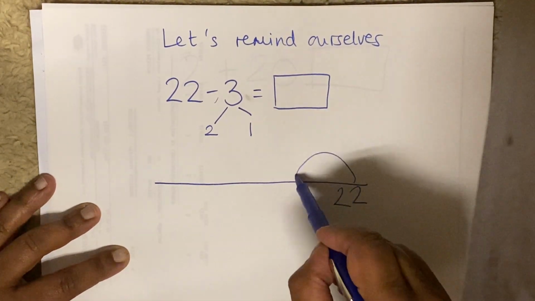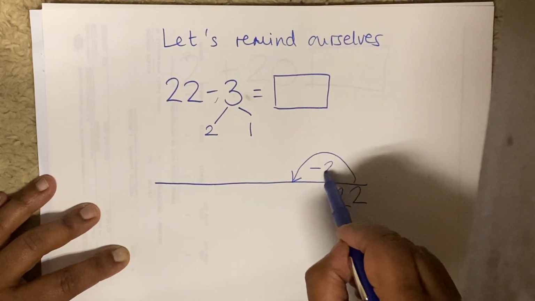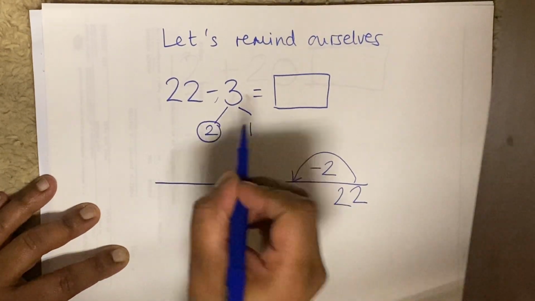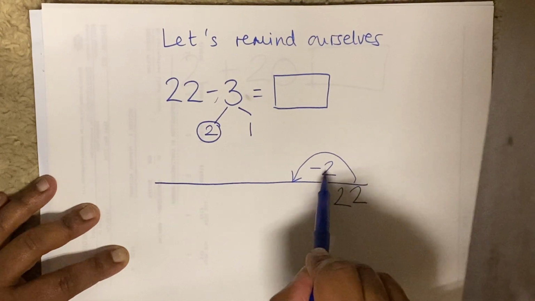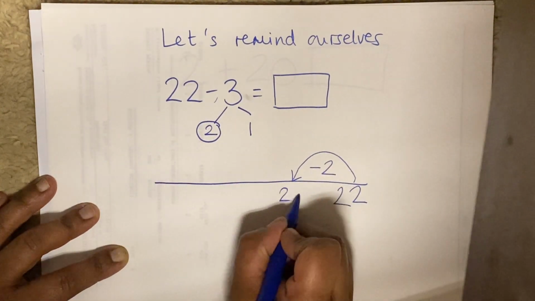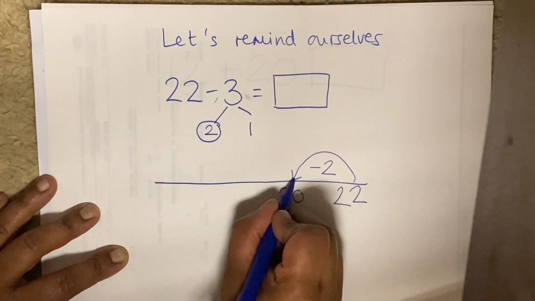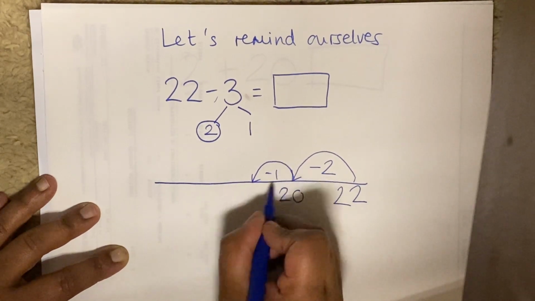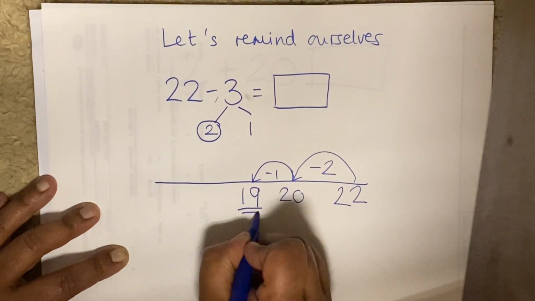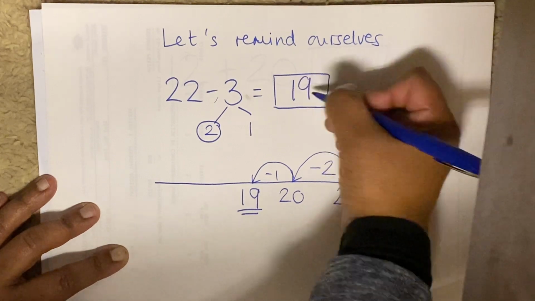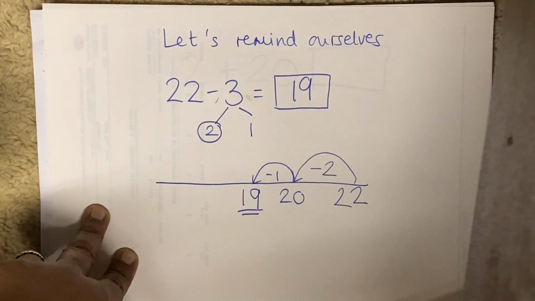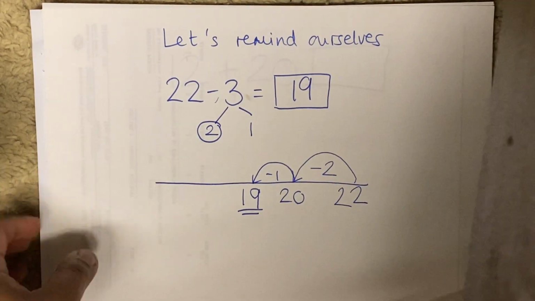I then make 1 jump back and take away 2. This 2 here, I've taken away. 22 take away 2 will give me 20. And 20 take away 1 more will give me 19. Do you remember this? We did this learning a few months back. Fantastic.